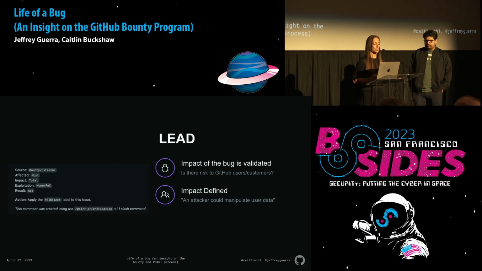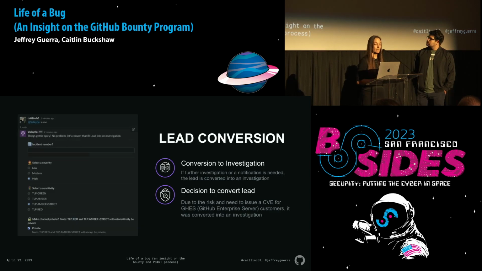And based on that action, you can see here, it tells us to act. But not only do we want to rely on this automation, we also have to really think about what this bug is and think about the impact, because the impact to the GitHub customers and users and our product is really the most important thing. So we know what this bug is, an IDOR, that the impact is an attacker could manipulate user data. Not good. So we know at this stage that we need to convert the lead.